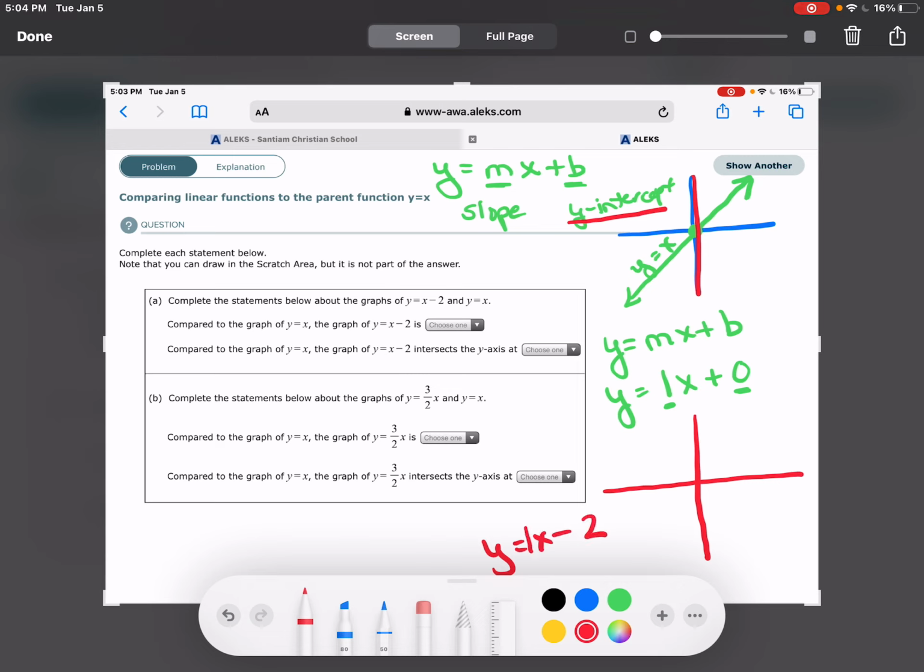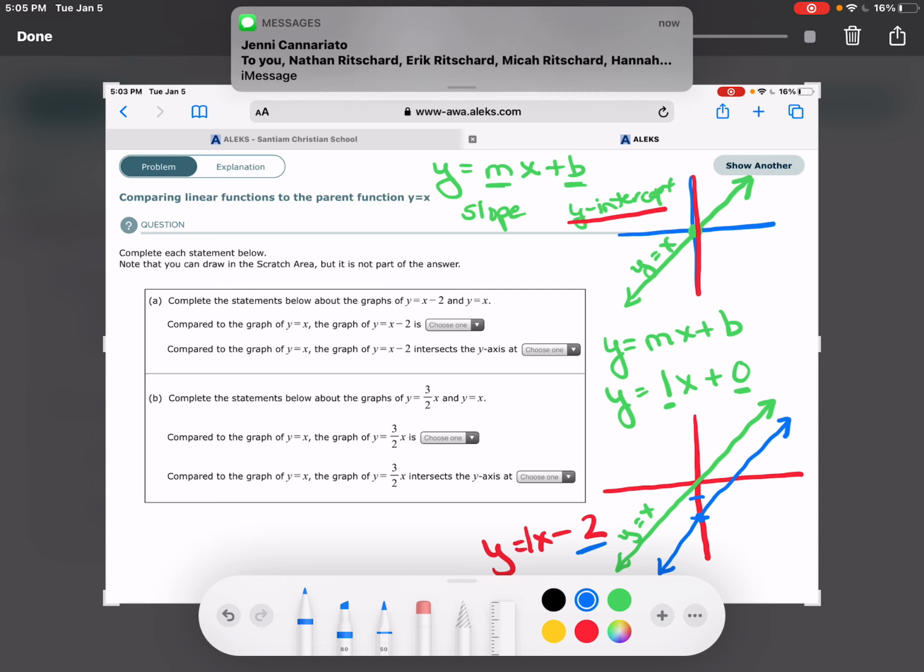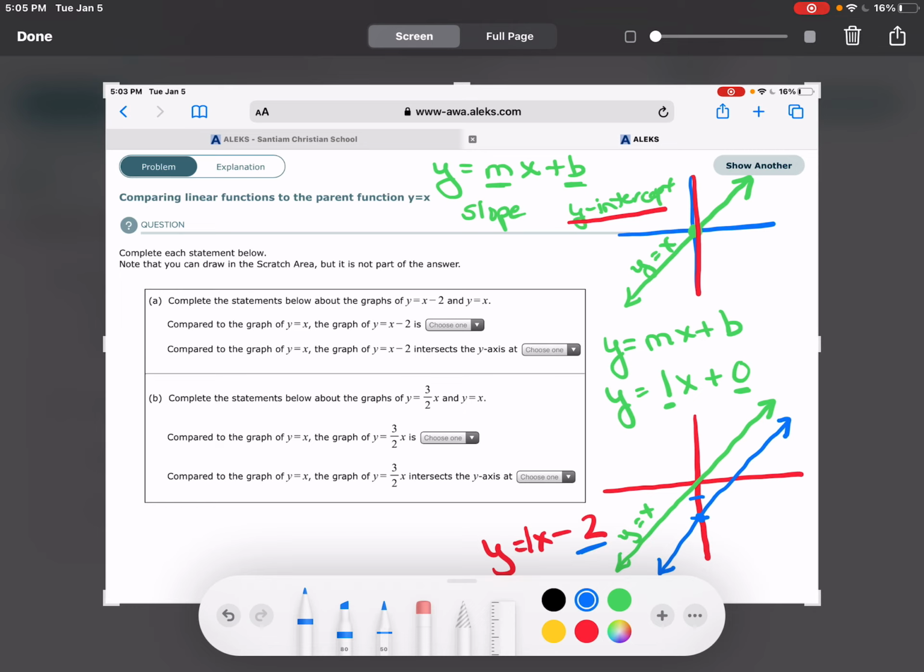notice that it's 1x. So actually the slope is exactly the same as y equals x. So our slope is going to be the same. And then this is the y-intercept, -2. So it's like right there. So if this is y equals x, then this is what y equals x minus 2 looks like. It just has a different y-intercept. It is exactly the same slope.